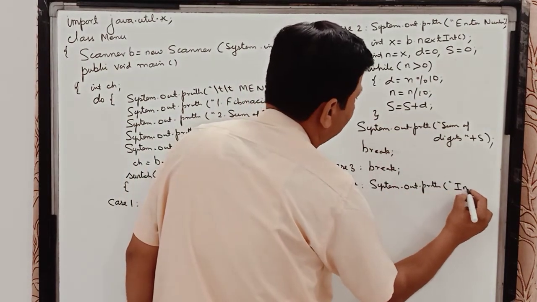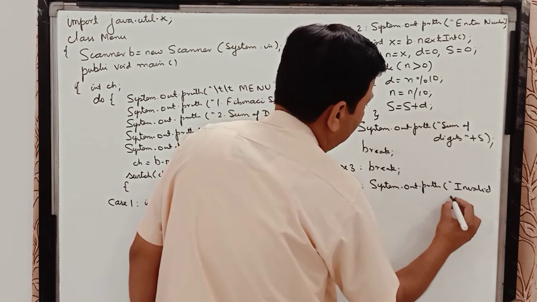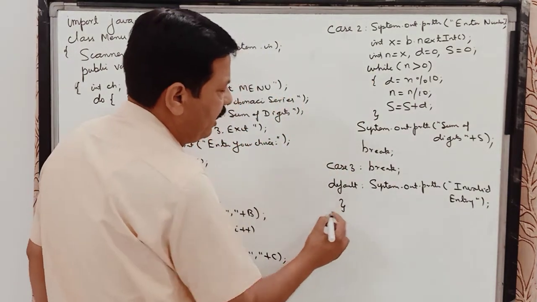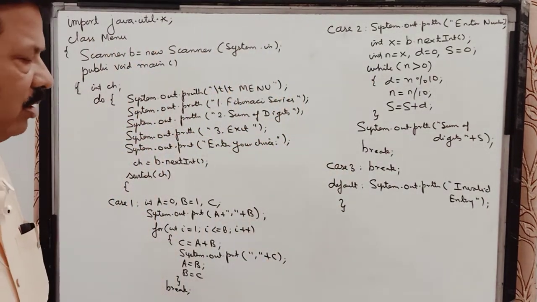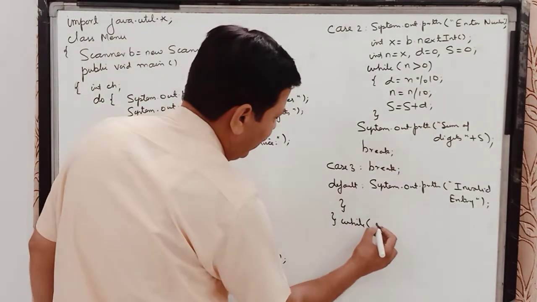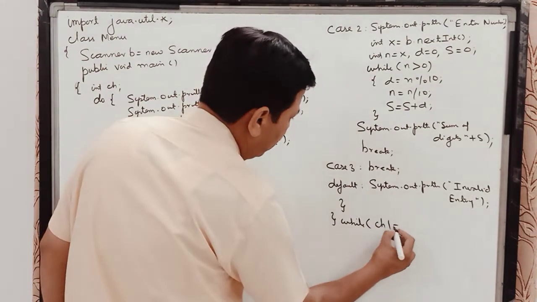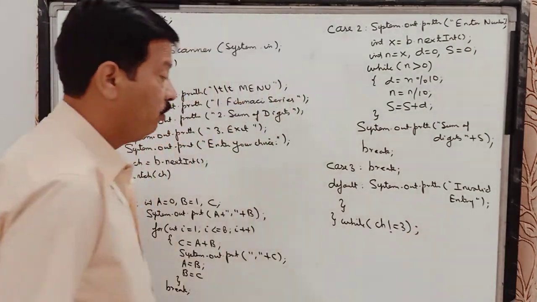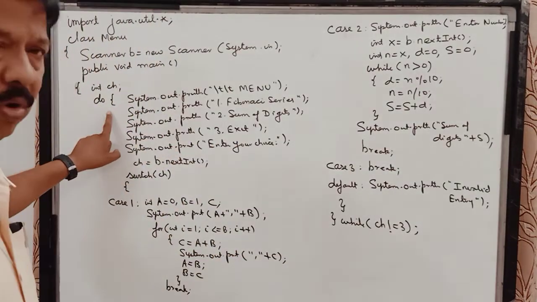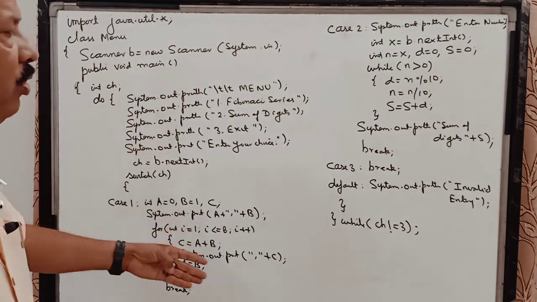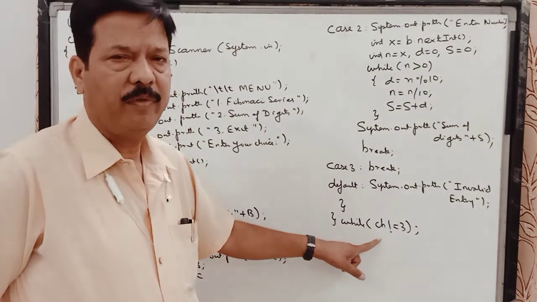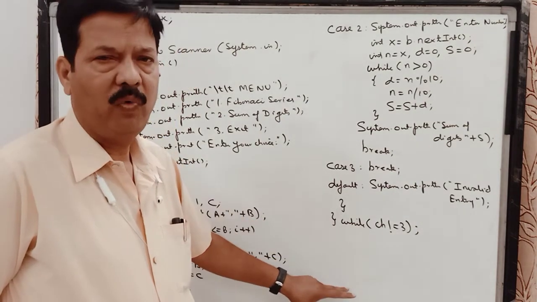Any message you can give, so I am giving "invalid entry." And children, here I am ending the switch case block. Now I have a do while block, so I am putting a condition on do while, and I am saying when ch is not equal to 3. So what will happen if my value of ch is other than 3? The program will again go to the beginning and it will again execute. It will keep on executing, and when you enter 3, this condition becomes false and the control will come out.